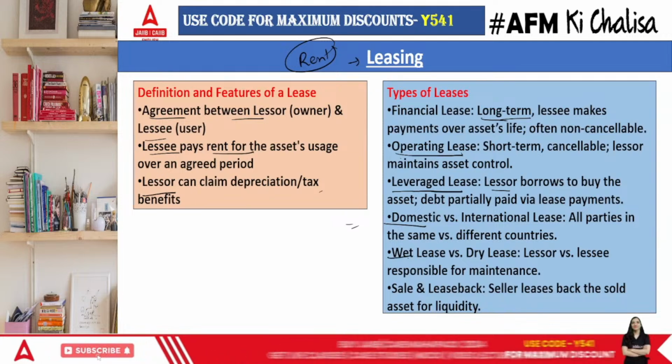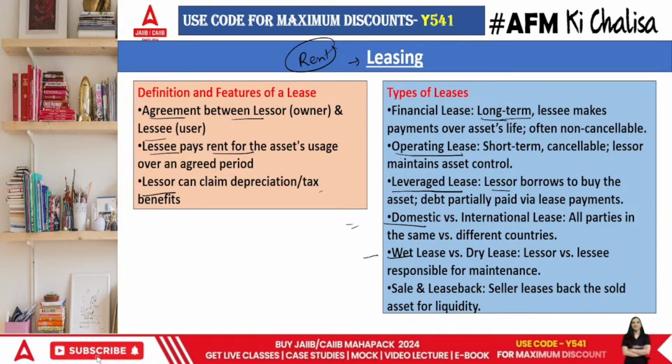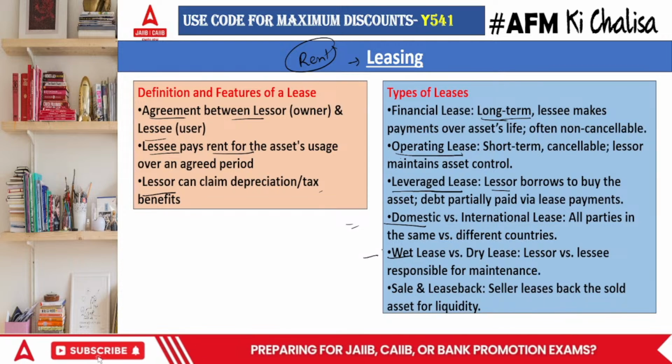Then wet lease is where the owner is having all the responsibilities. Cleanliness, maintenance and electricity and everything, it is their responsibility. That is called wet lease. And when the company keeps it in their hands, this is called dry lease.